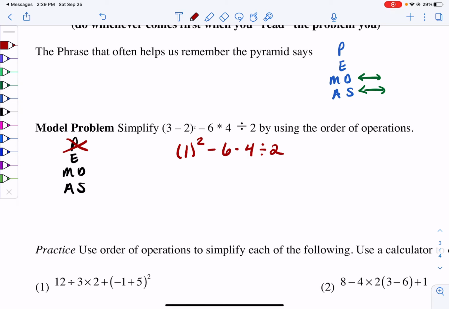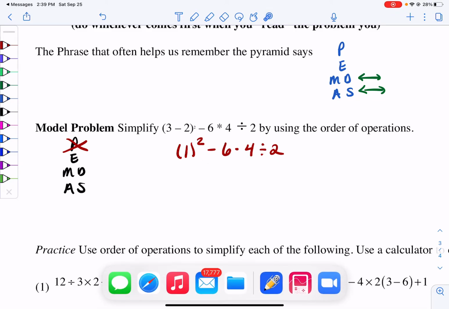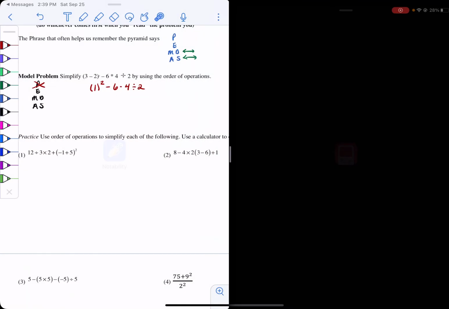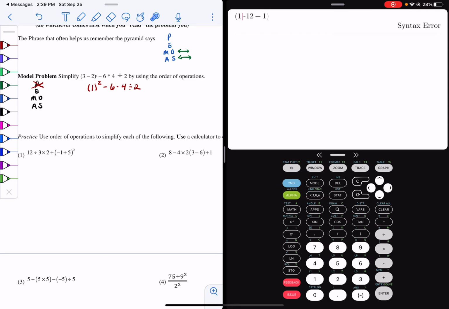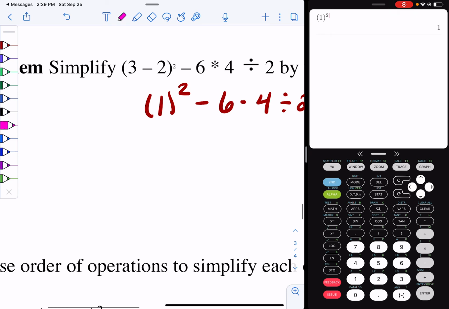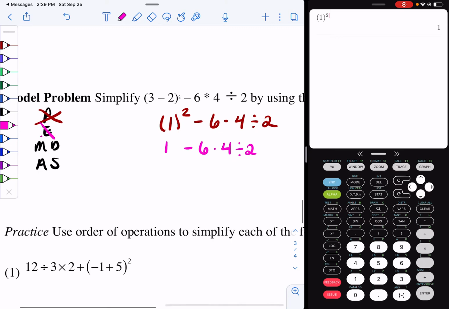Now I have to ask myself, do I have any exponents? And I do. I have 1 squared. If I type that into my calculator, 1 squared, and that's 1. That's basically just saying 1 times 1 is 1. So I'm going to get 1 minus 6 times 4 divided by 2. And I have no more exponents.